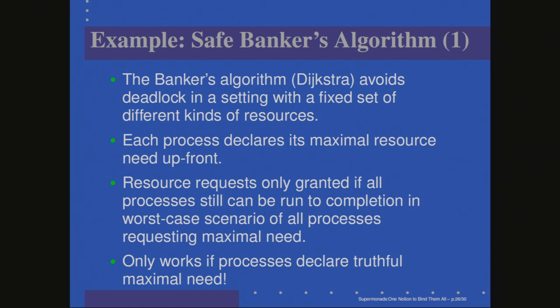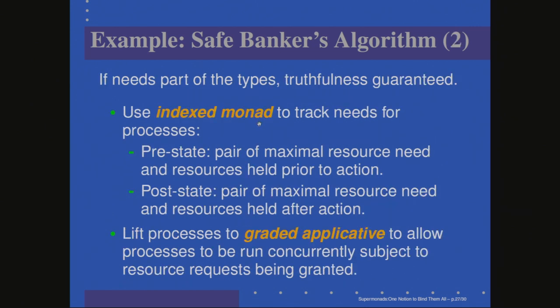And we can do that using a graded monad. Indexed monad first, and then we're going to use a graded applicative at the next level up. So the indexed monad is going to be like this. We have two indices. We have the pre-state, which is a pair of the maximal resource need so far, and the resources held prior to this action. And the post-state is then the new maximal need and the resources held after the action.